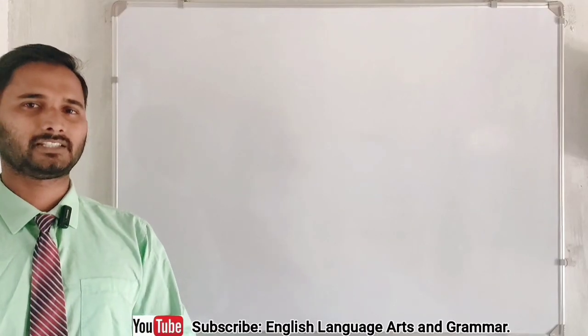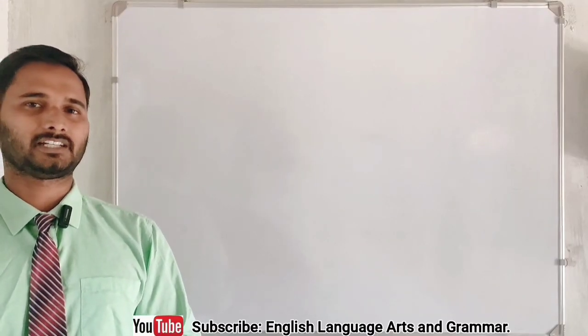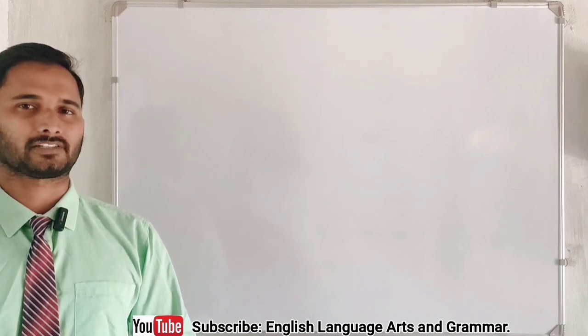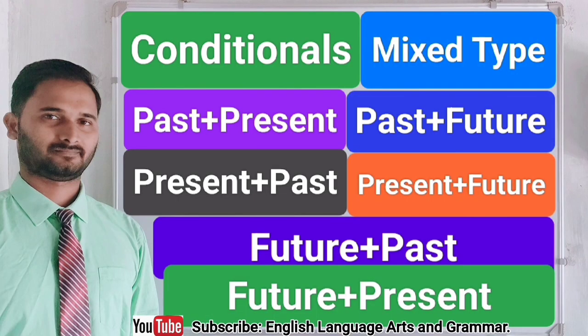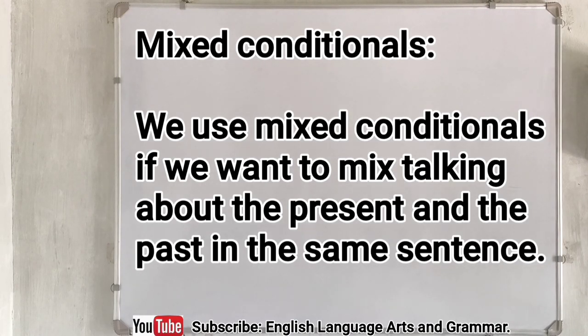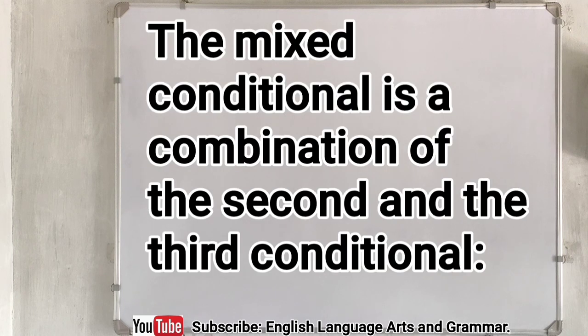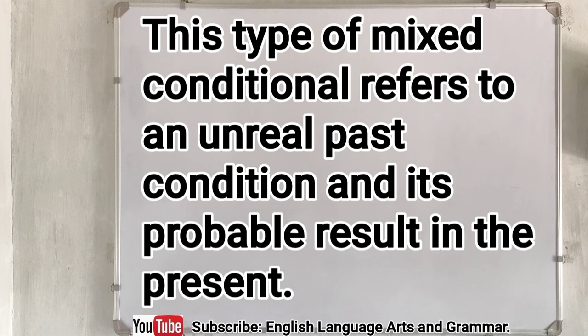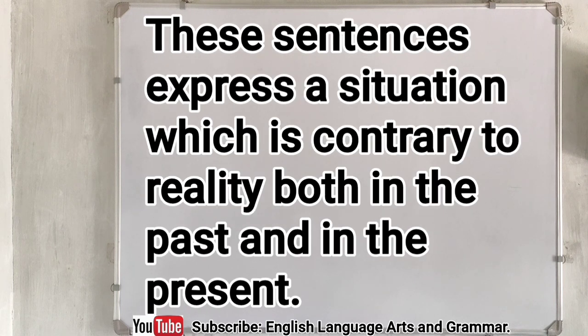Let us learn now the mixed type conditionals and its sentence construction and some uses of it. Mixed conditionals. We use mixed conditional if we want to talk about the present and the past in the same sentence. The mixed type conditional is a conditional of the second and the third conditional. The mixed type conditional refers to an unreal past condition and its probable result in the present. These sentences express a situation which is contrary to reality both in the past and in the present.